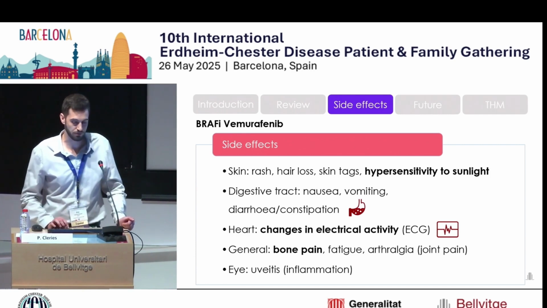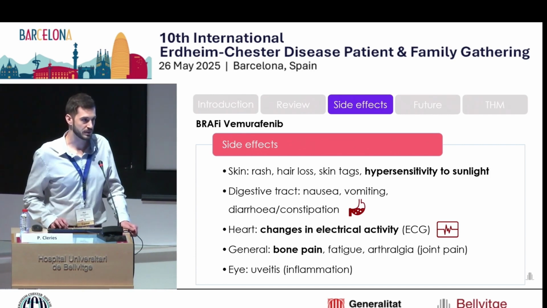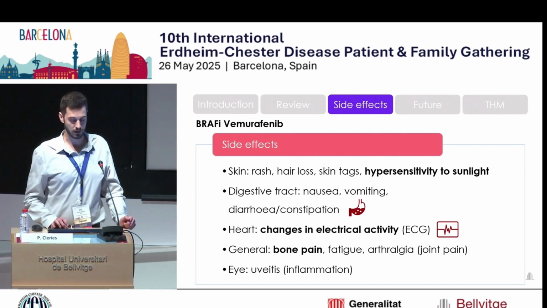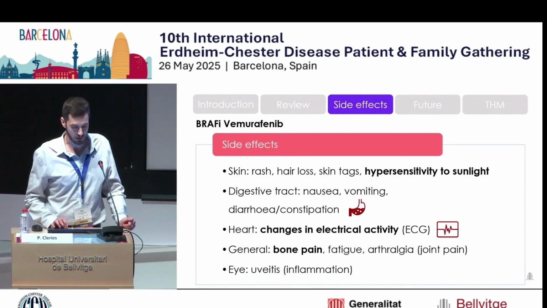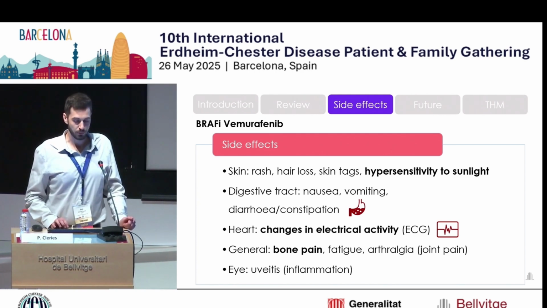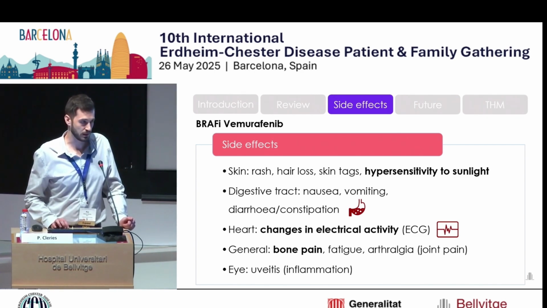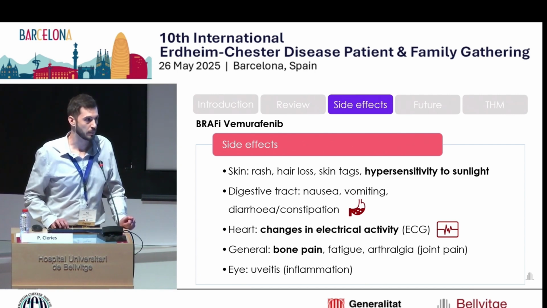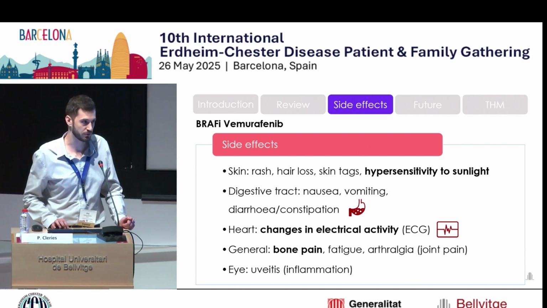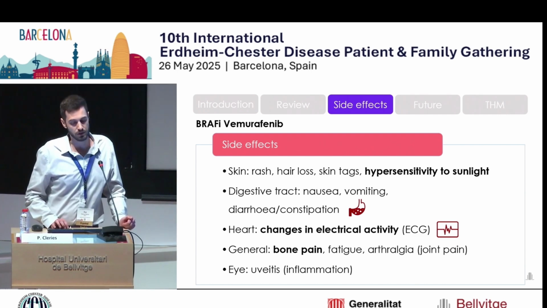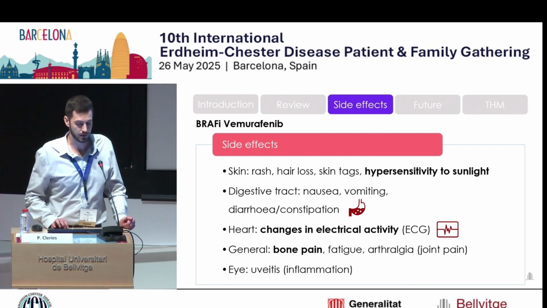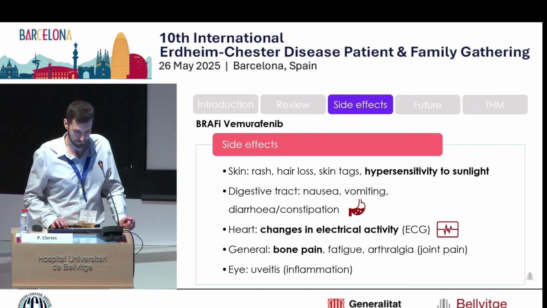Some side effects for vemurafenib. We need to be careful with the sun, because it can make you sensitive to the sunlight. It can also give you an upset gastrointestinal tract. When it comes to the heart, it can produce changes in electrical activity, which sounds really scary, but with the proper monitoring and follow-up, it shouldn't pose too much of a threat. You can also feel more tired or have body aches and have some inflammation in the eyes.